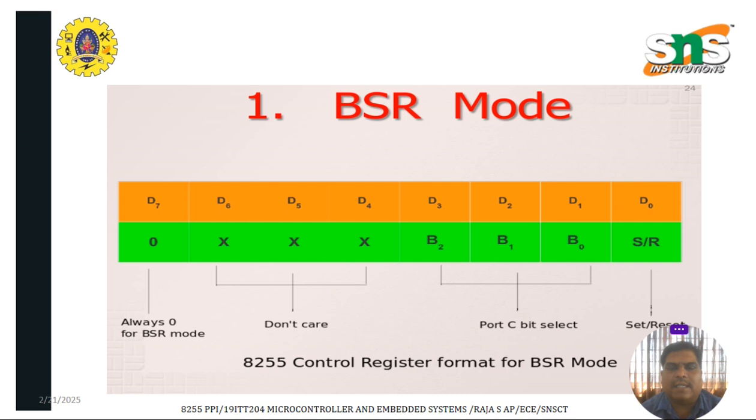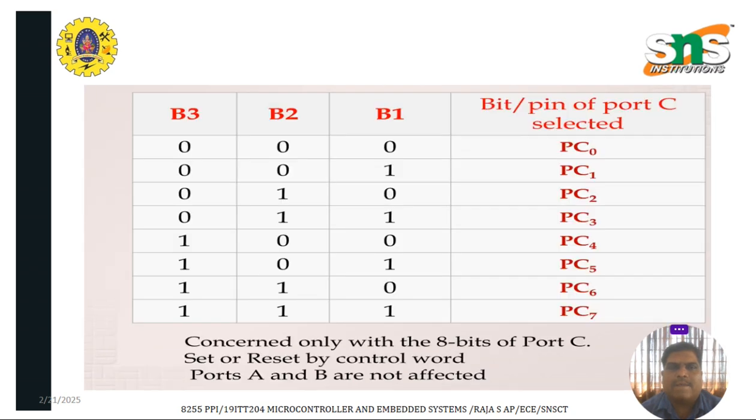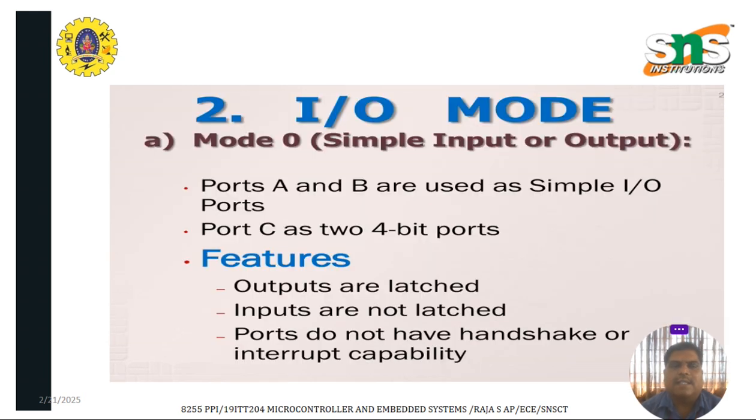The next is called the BSR mode, where BSR means bit set and reset mode. So based on B3, B2 and B1, we can choose the port C pin from 0 to 7. Next, the second mode is called the input output mode, or mode 0. Port A and port B are used as simple input output ports. Port C has two 4-bit ports.